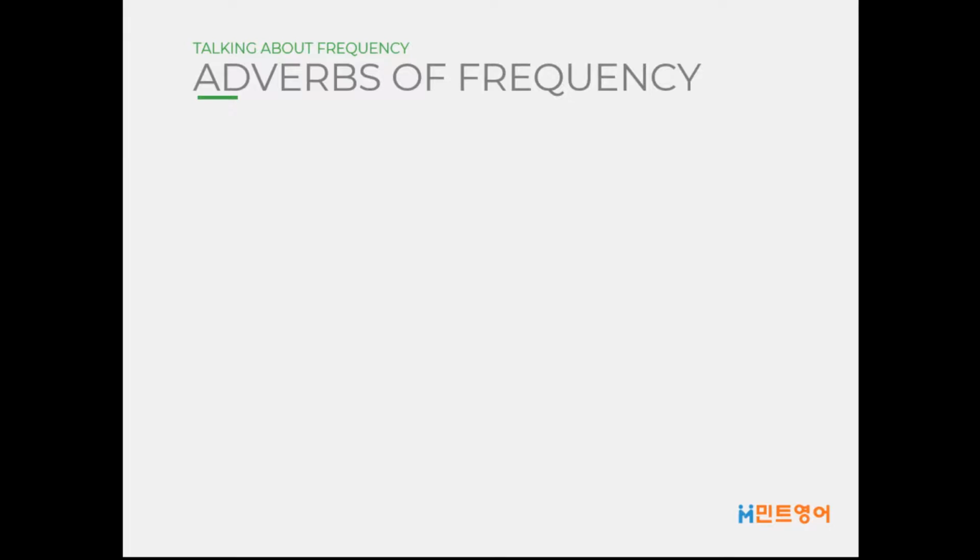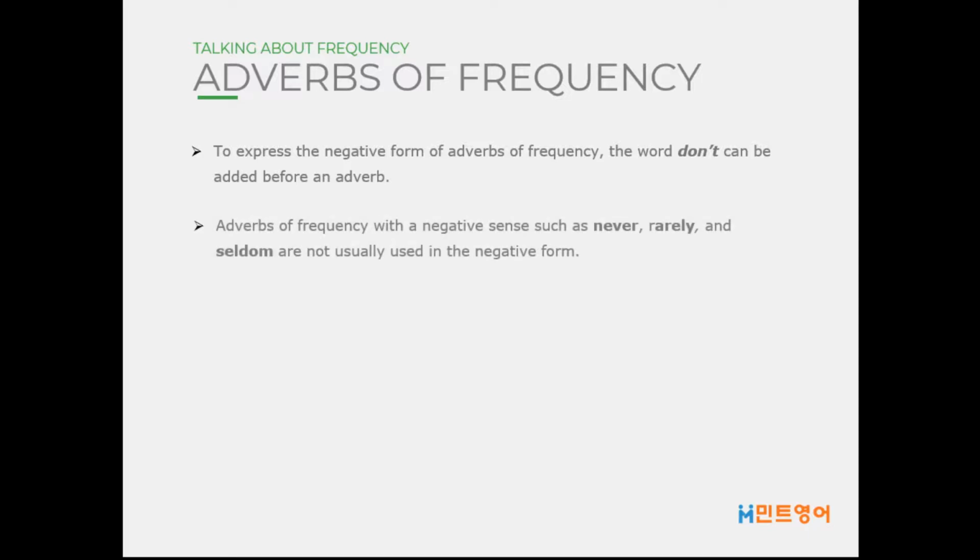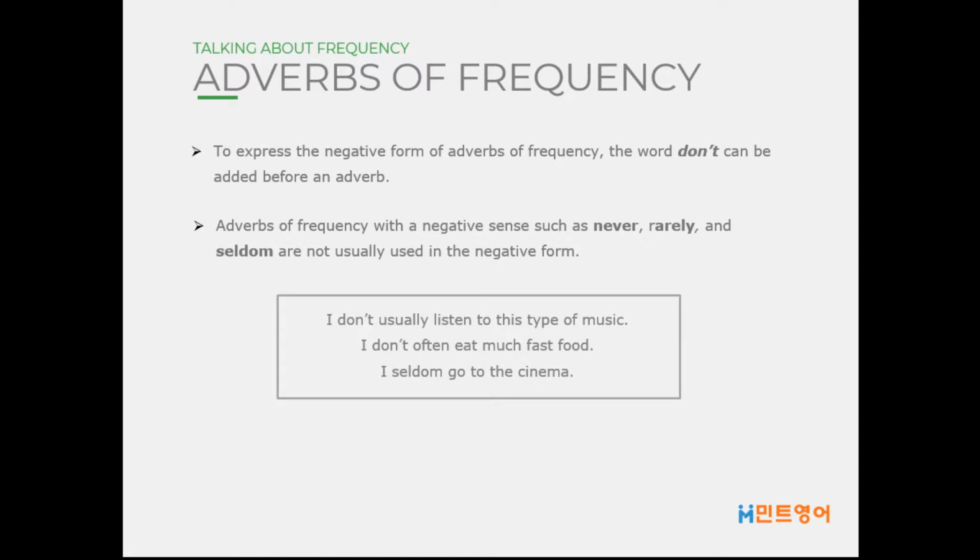To express the negative form of adverbs of frequency, the word don't can be added before an adverb. Remember though, that adverbs of frequency with a negative sense, such as never, rarely and seldom, are not usually used in the negative form. Here are some examples.